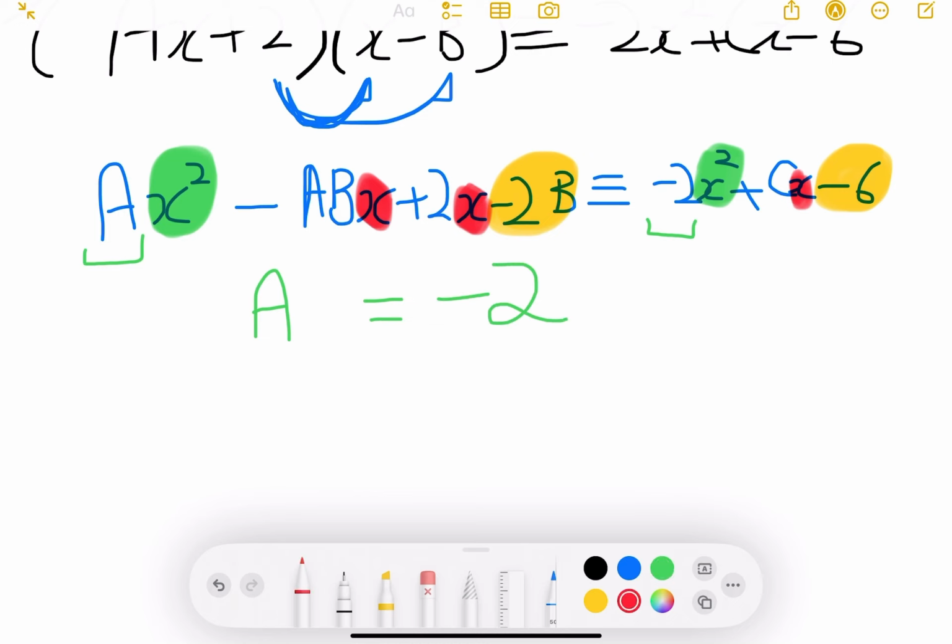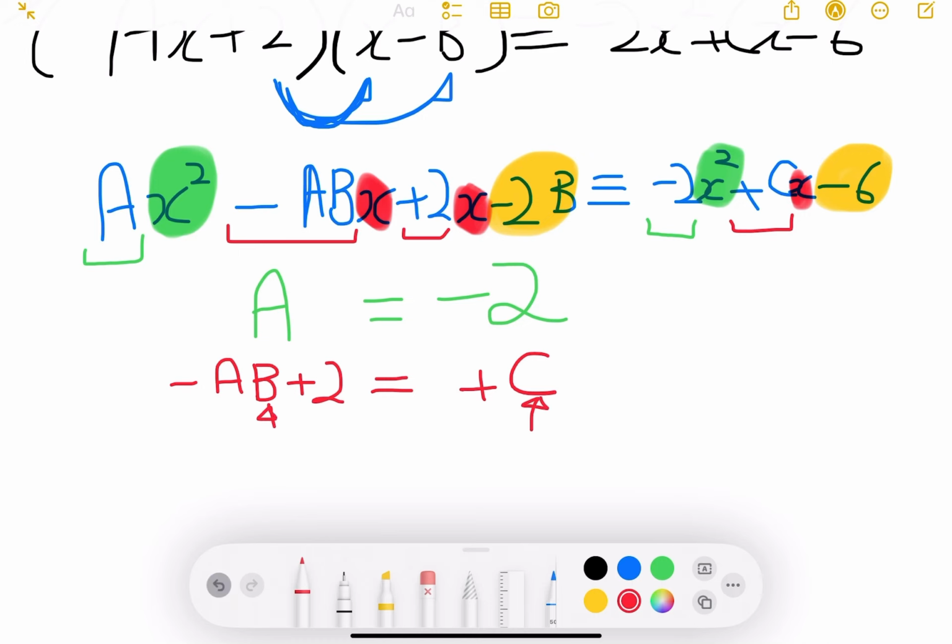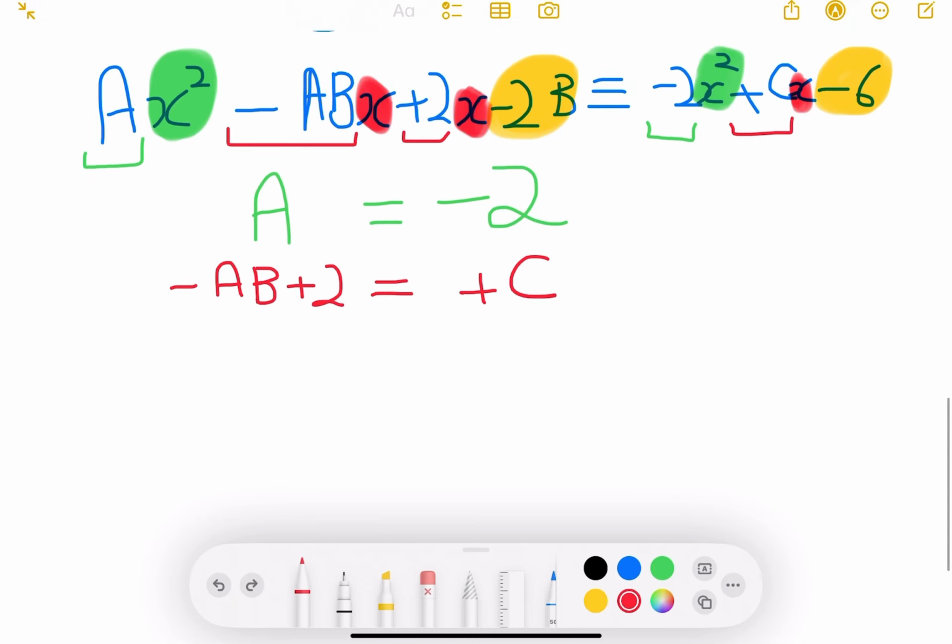And then how about the x ones? We have negative ab plus 2 here, and then plus c there. But because we have so many unknowns here, we don't do this one first, because we don't know b, we don't know c. So we leave it here until now. And then let's do the constants.